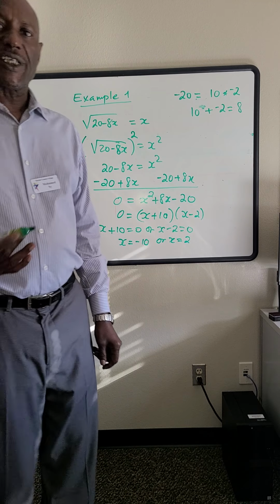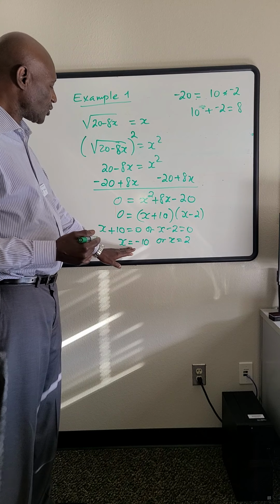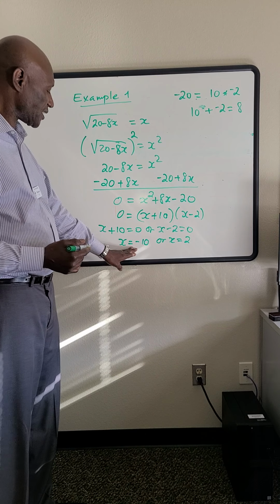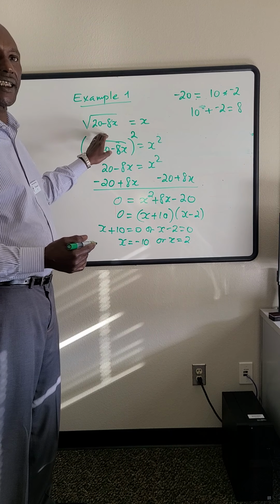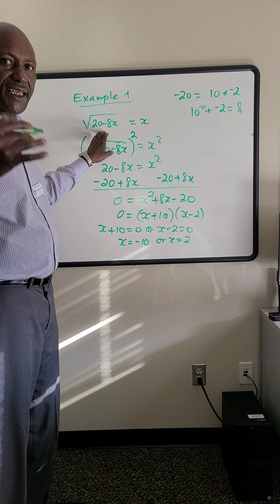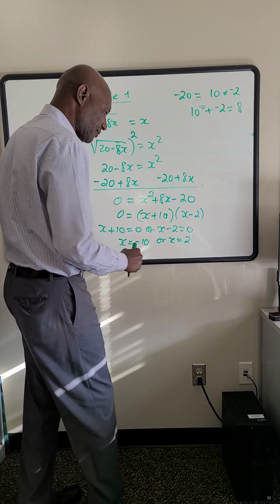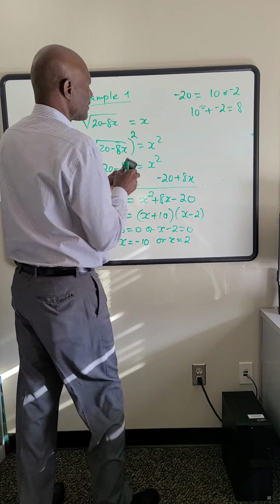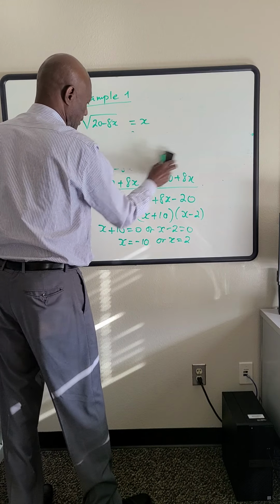Every time you solve a radical equation, you have to check the values you found. These are just called possible solutions. We have to check in the original equation if it makes it true. So we have to check negative 10. Let me just erase one side.